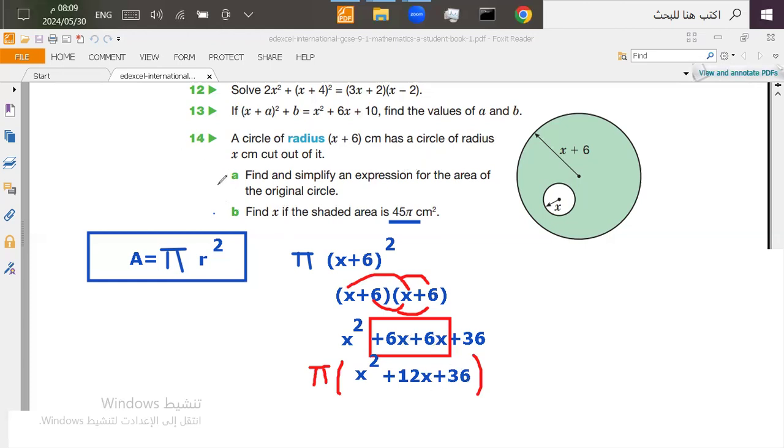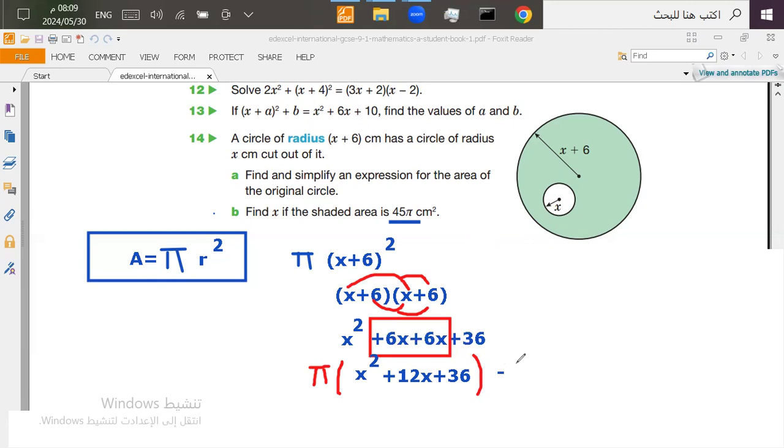Now, for question B, find x if the shaded area is 45 pi centimeter squared. So first, let's find the area of the shaded part. The formula for the area of the shaded part is the area of the bigger circle minus the area of the small circle. So it will be this whole area minus the area of this one. What's the area of the small circle? It's pi r squared and the r here is x. So it's pi x squared. So it will be minus pi x squared.